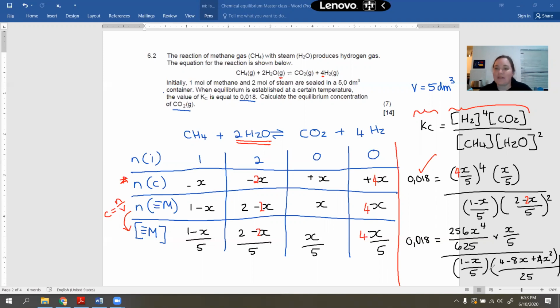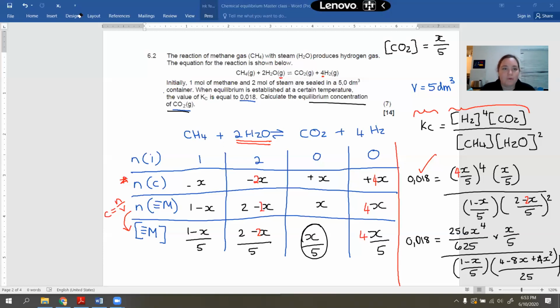Now, I'm going to just quickly ask if everyone can quickly take a screenshot of what they've got here. I'm going to have to remove some of it because I don't have enough board. The question was calculate the equilibrium concentration of carbon dioxide. So please note that the concentration of carbon dioxide at equilibrium is going to be x over 5.